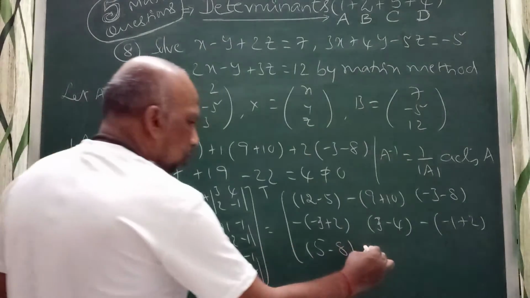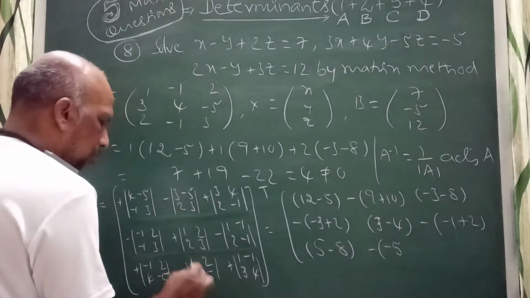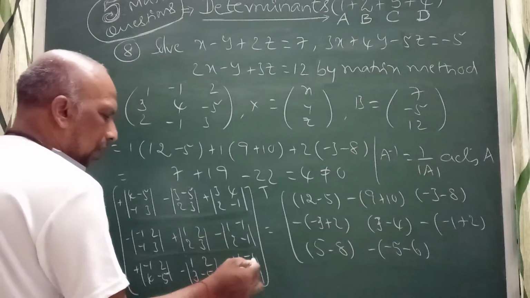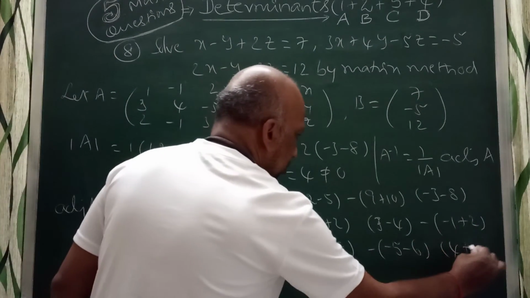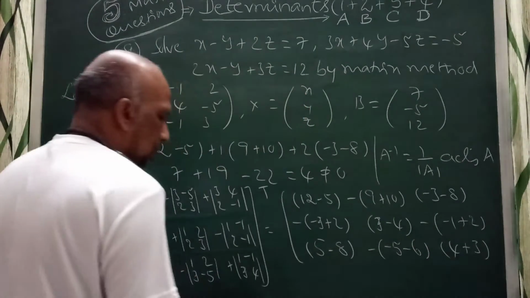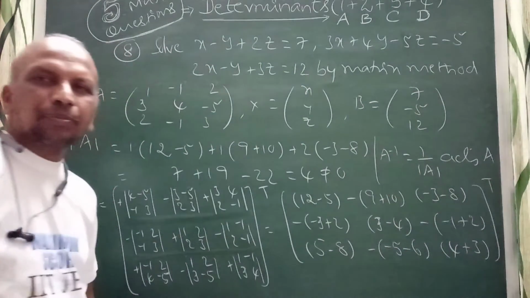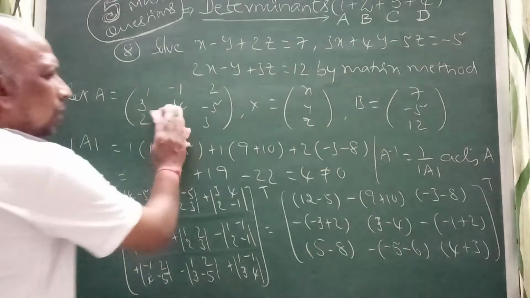Here minus of minus 5 minus 6. This is going to be written plus 4 plus 3. Transpose of this. Transpose of the right.